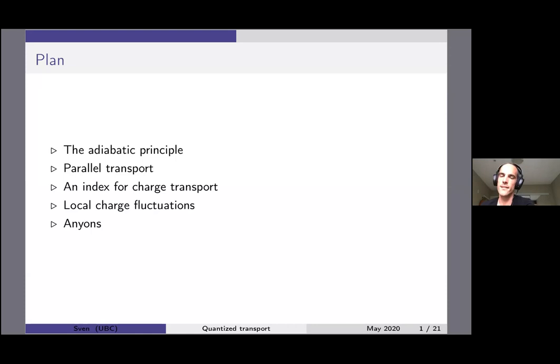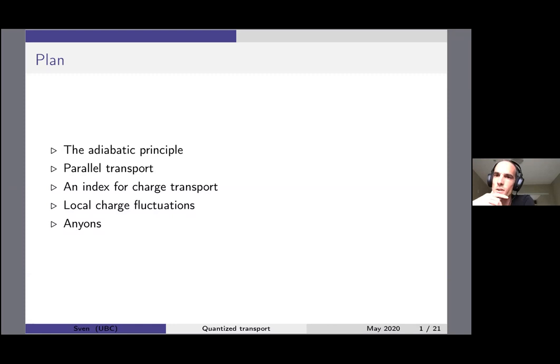I will try to quickly describe it and then relate this geometric mathematical object of parallel transport, which has a nice parallel precisely in transporting particles and transporting charge physically. And related to this, I will present an index for charge transport. An index just means an expression of which we can show that it is quantized.